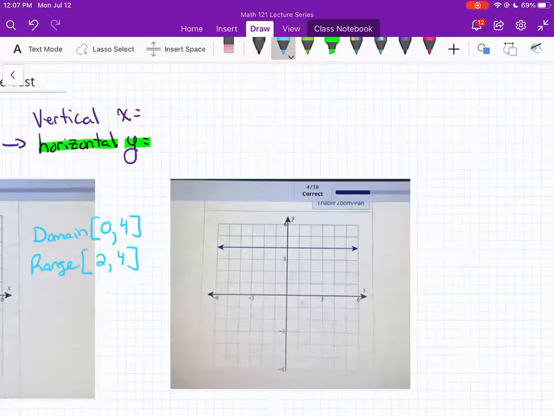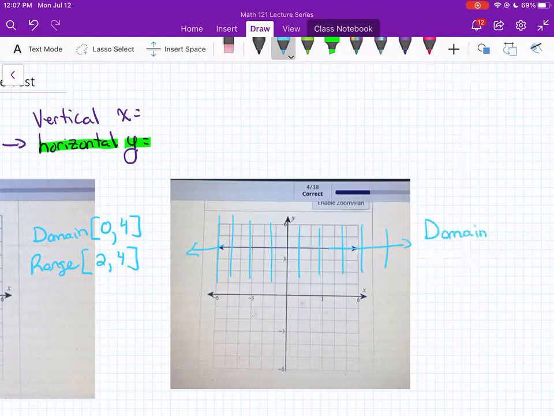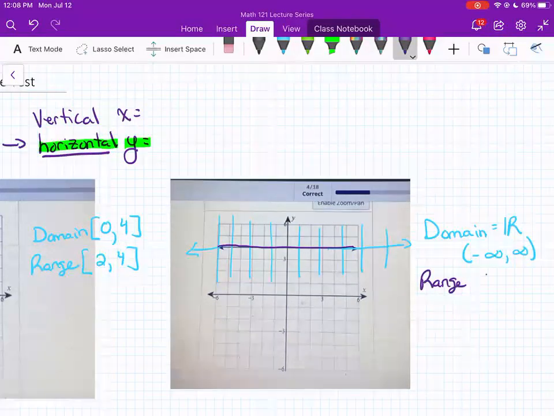If we look at this example, again, we're going to look at domain and range. If I look at vertical lines, notice this line keeps going forever and ever. So my vertical lines are never going to stop. So the domain in this case is going to be all real numbers, or you could write it as negative infinity to infinity. In contrast, the range, there's only one horizontal line. Remember, range are the y values and horizontal lines are y equals. So the range is going to equal simply 4.